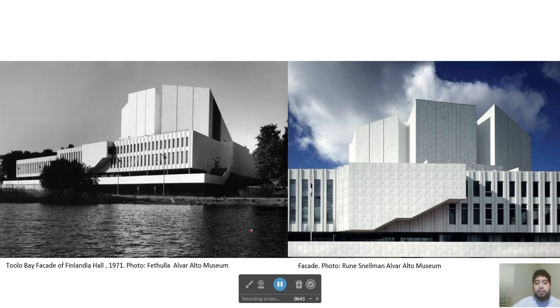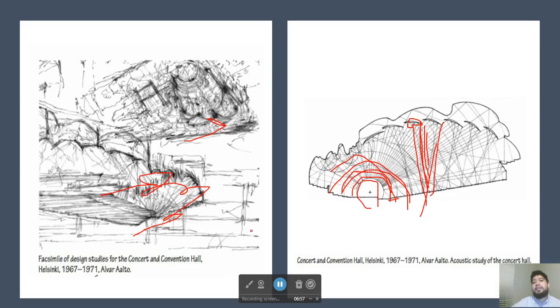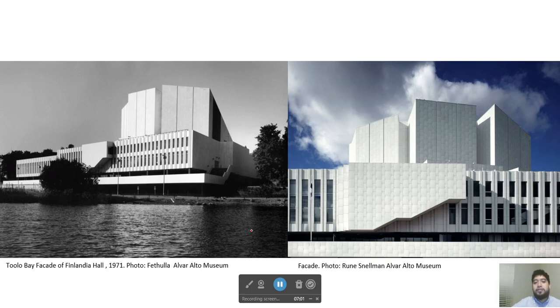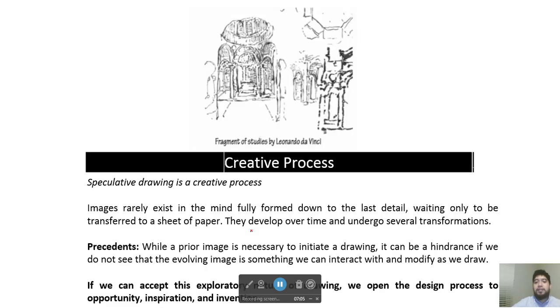So this is Finlandia Hall in 1971. And so hopefully you're like, wow, this looks really amazing. And you probably never guessed that these scribbles and sketches were eventually going to turn into something amazing like this. So that's part of the design process.